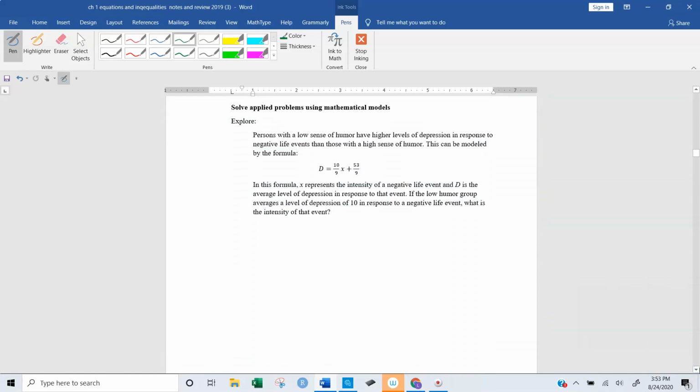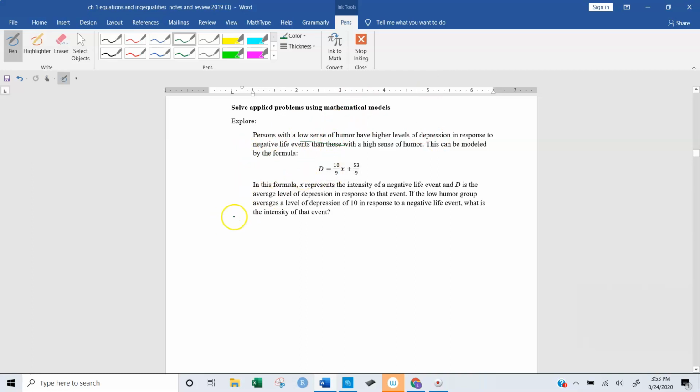All right, let's do this story problem. It's not a real story problem because they did all the work for you. But that's all right. Let's see what we got here. Persons with a low sense of humor have high levels of depression in response to a negative life event. So if they have a low sense of humor, so they don't think anything's funny, they get depressed easily if something bad happens, is what this is saying.